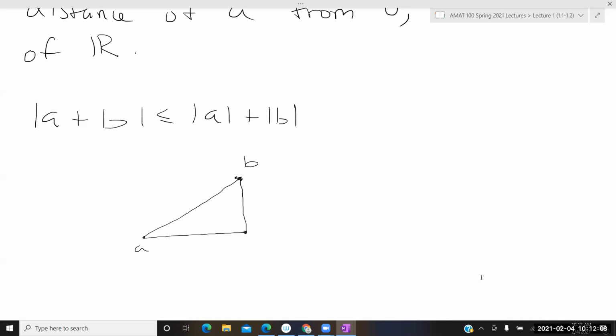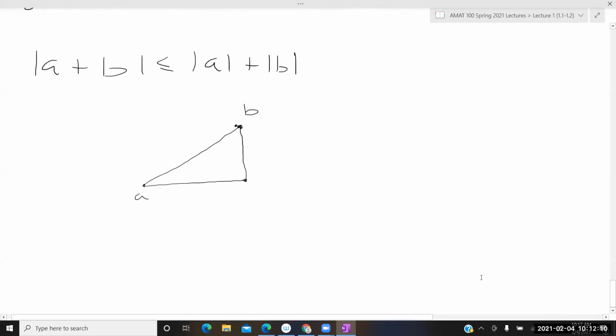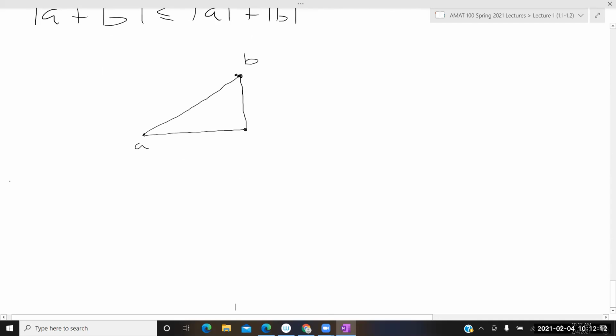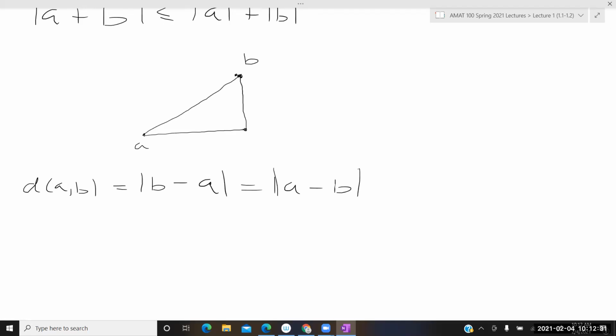One last thing from this section I want to mention is this distance function. If you have 2 points, A and B, on the real line, their distance apart is just this, which of course is actually the same thing as just doing this. You can switch them around like that. And I'll leave it to you to think about why you can do that.